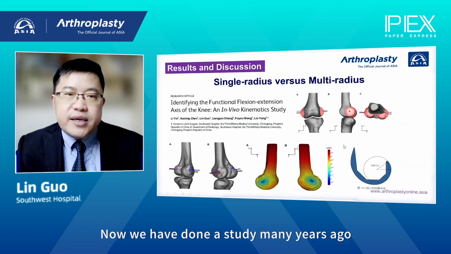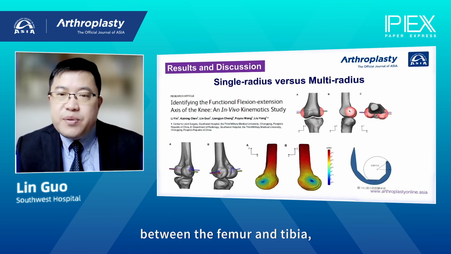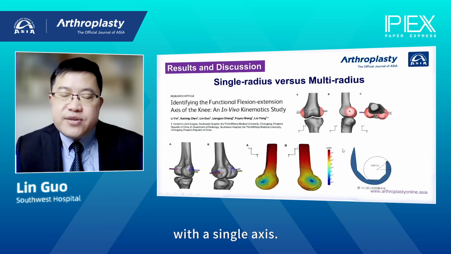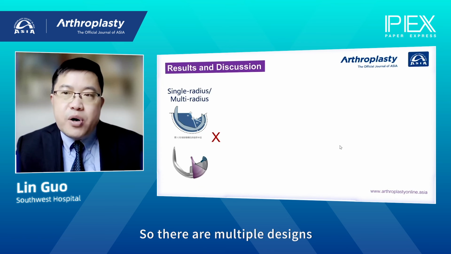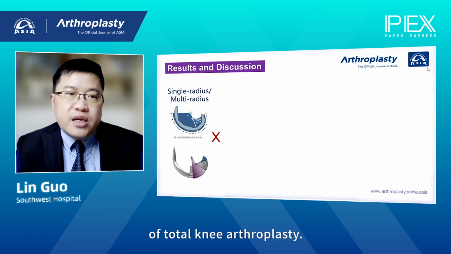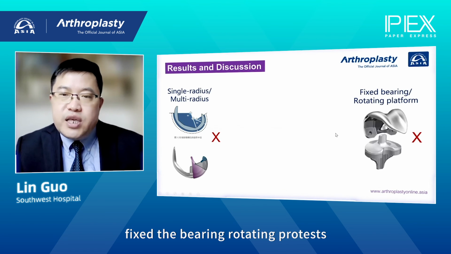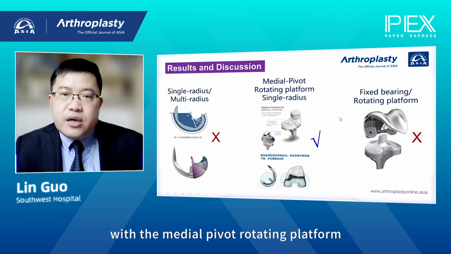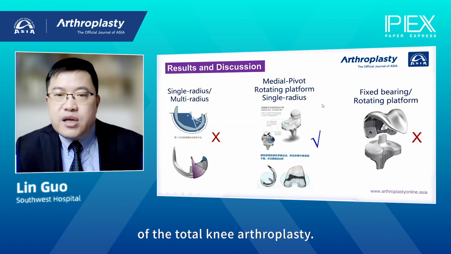Now, we did a study many years ago to show that if we ignore the rotation between the femur and the tibia, the femoral component will be rotated with a single axis, as shown from the pictures. There are multiple designs of total knee arthroplasty. The single radius, multi-radius, fixed bearing rotating prostheses are not a natural knee. Maybe the prosthesis rotating with the medial pivot rotating platform will be the most anatomic design of total knee arthroplasty.